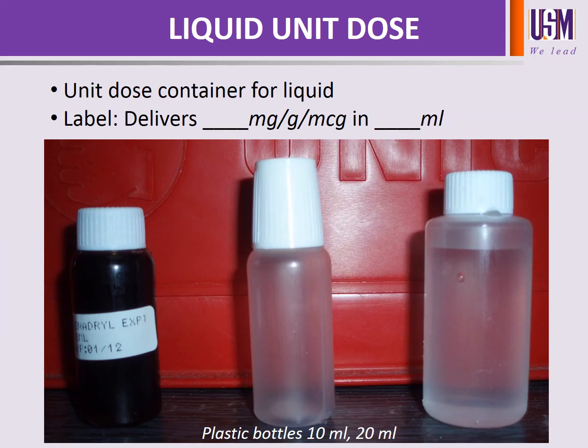This slide shows the liquid unit dose that I showed you earlier. The examples I showed you are lactulose and potassium chloride solution. The unit dose container for liquid can be seen here. There are two types: one is a 10 ml and another is a 20 ml plastic bottle. Usually these bottles will be labeled by their strength, milligram per ml, for better recognition of the drugs, and the expiry date of the solution will also be labeled on the bottles.